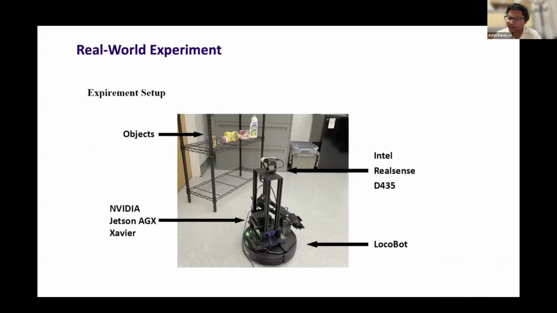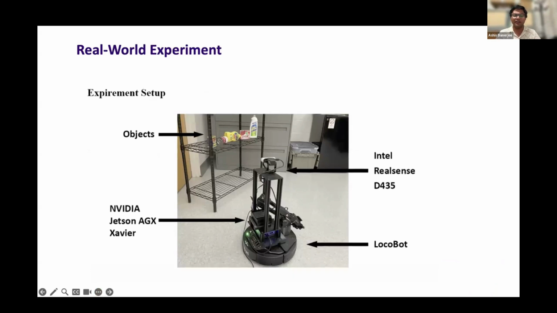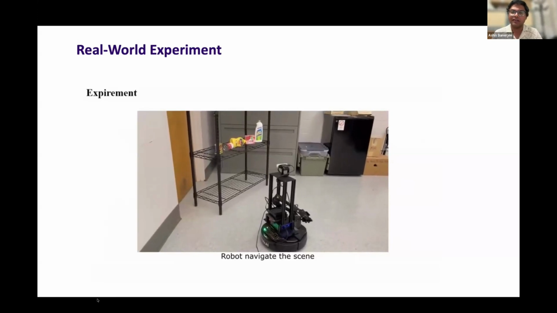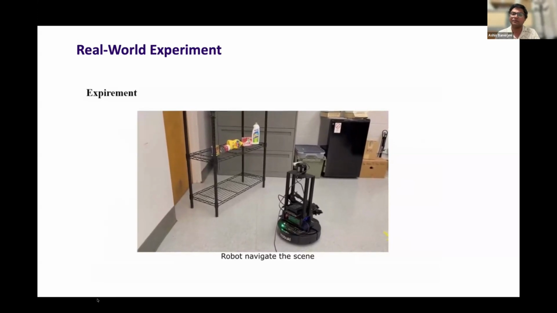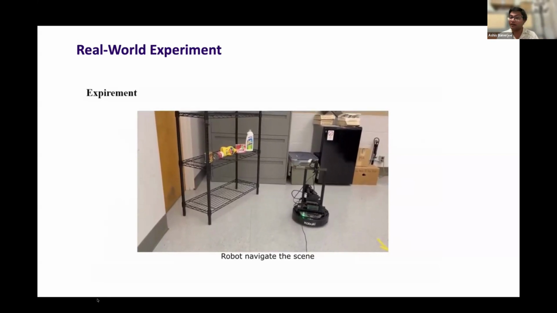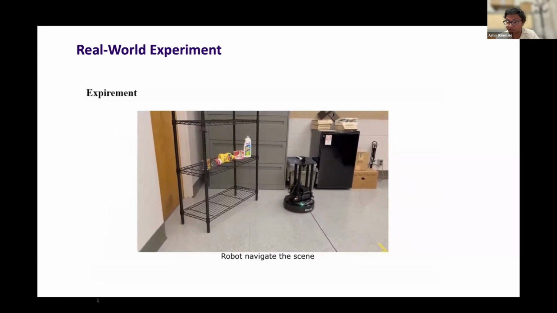So here is a quick demo of it working on a LoCoBot, which is a very low-cost robot platform. You can see that there are some jitters, but it's fairly stable in terms of estimating and tracking the poses of these objects.